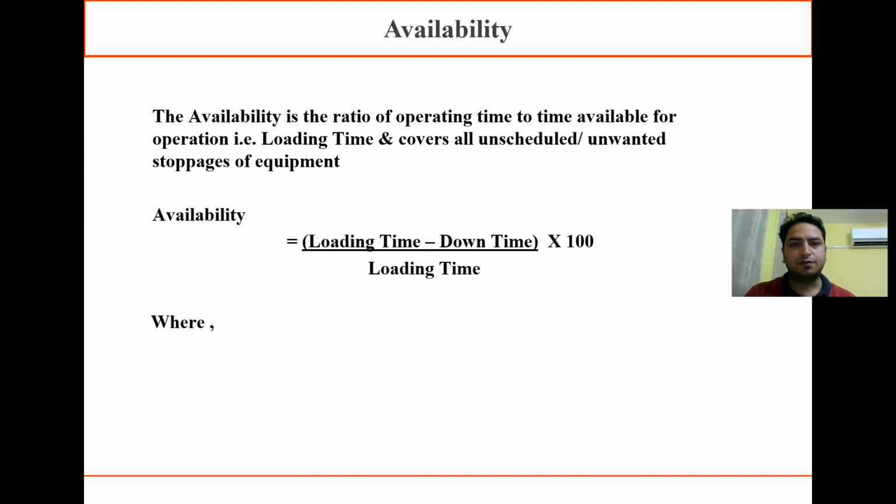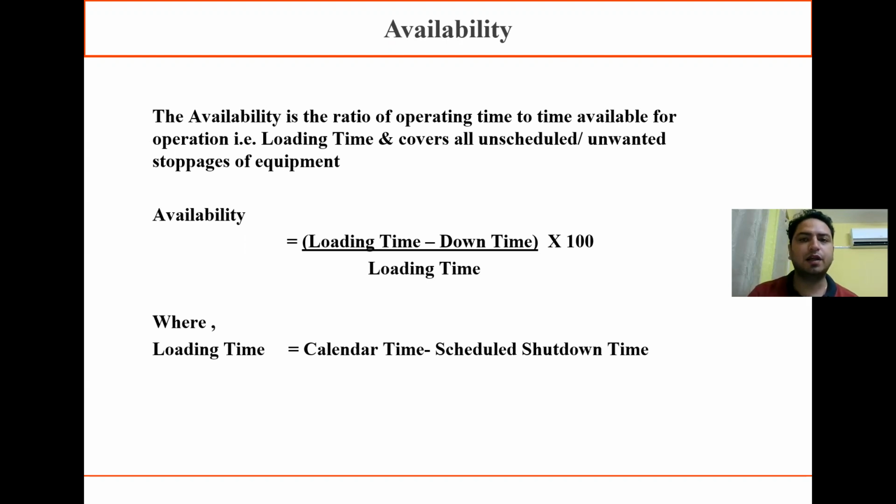First we talk about availability. Availability is the ratio of operating time to time available for operation. That means loading time, and it covers all unscheduled, unwanted stoppages of equipment. If we talk about the equipment, what is the meaning of availability? It means how much time the machine was available to the operator for actual production. This is the basic meaning of availability.